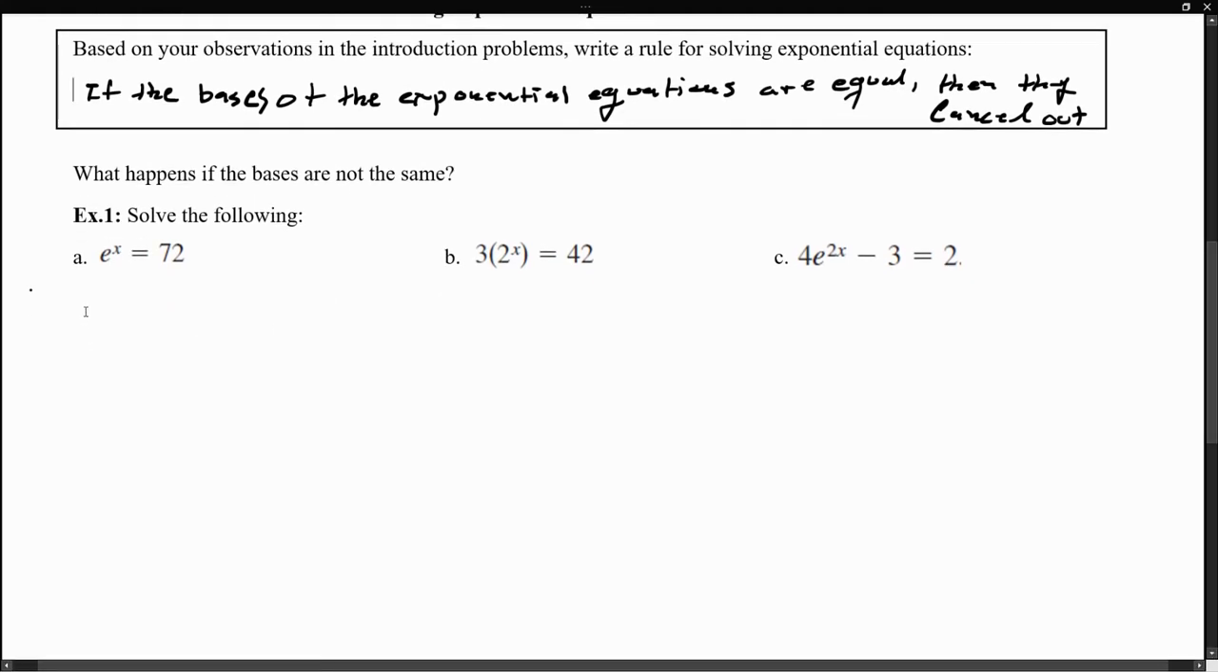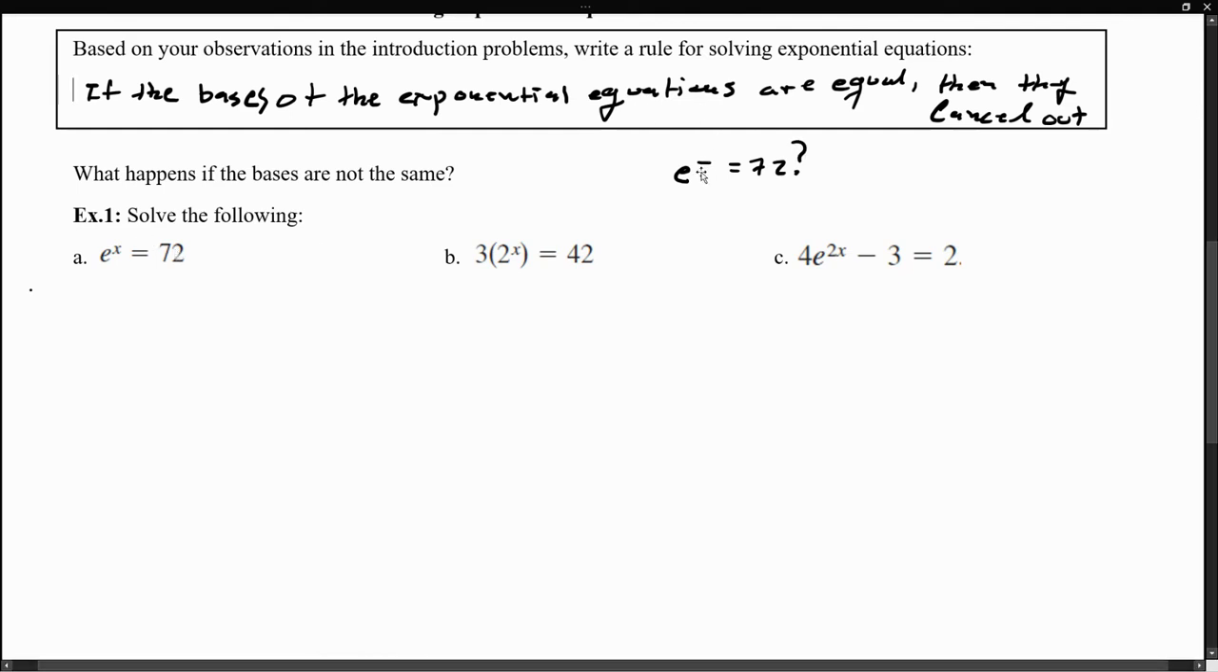Because now we want to solve this. This is still an exponential equation. Notice that the variable is in the exponent, and we still have an equal sign. But now it's not as straightforward as before, because if we want to use the same base formula, notice that 72, is it possible for me to write down e to some exponent equals 72?